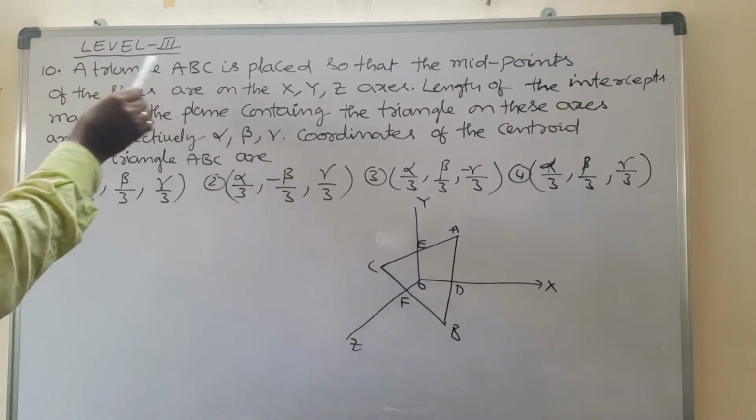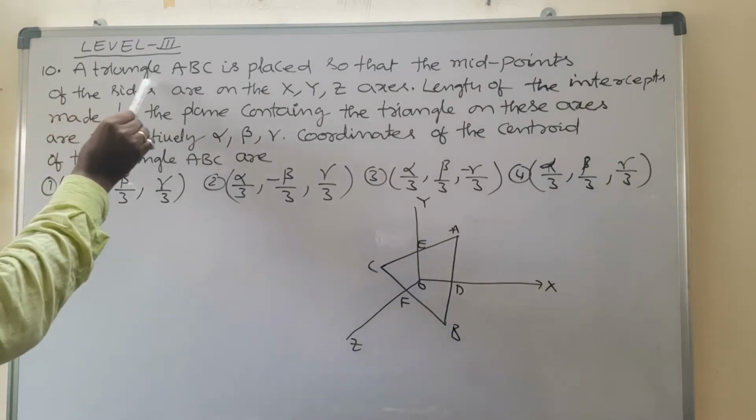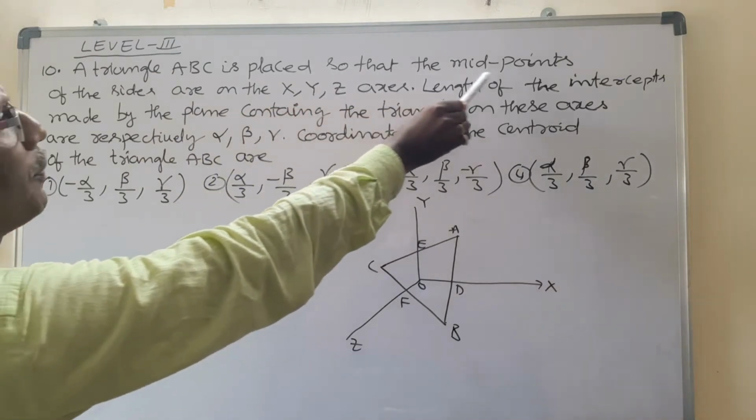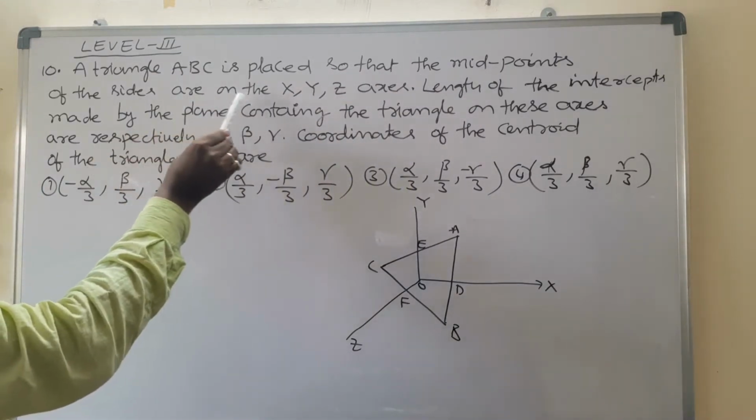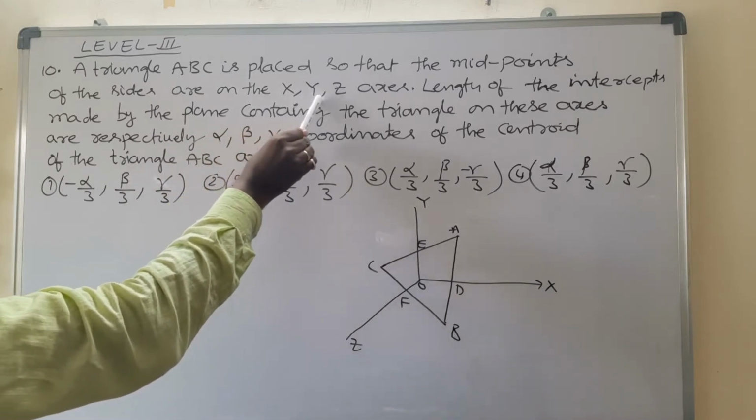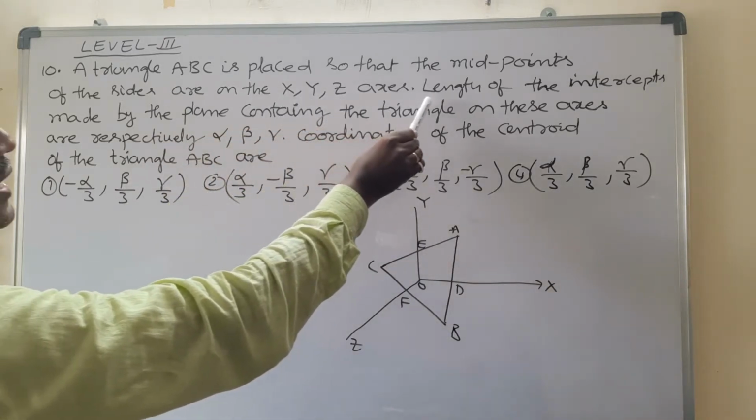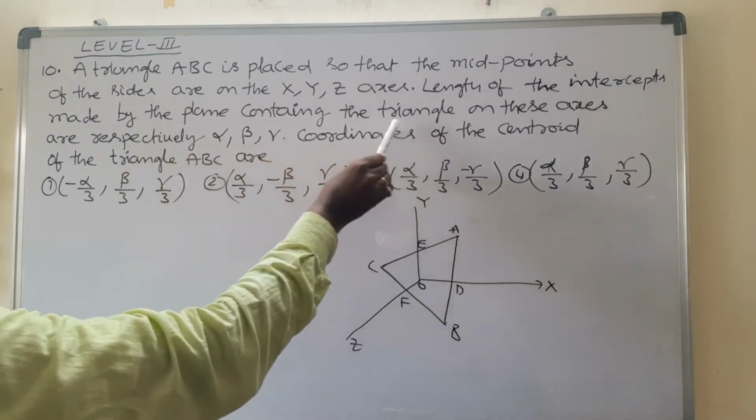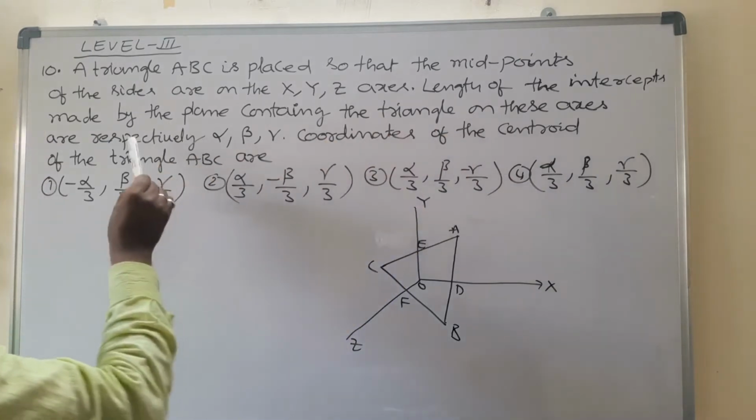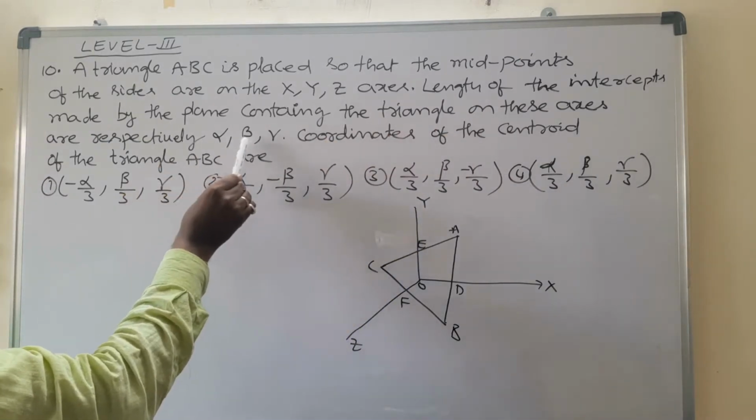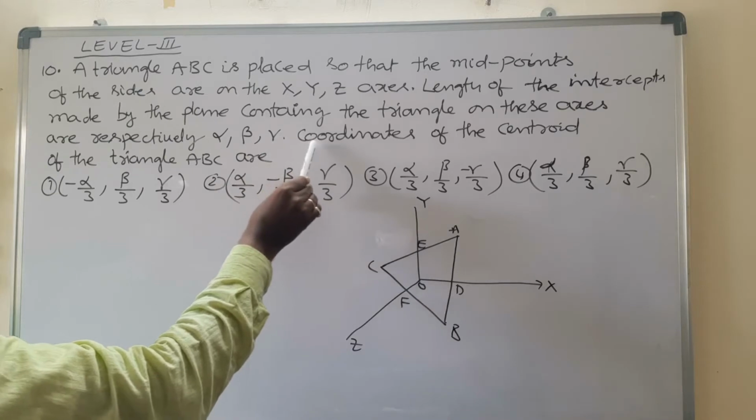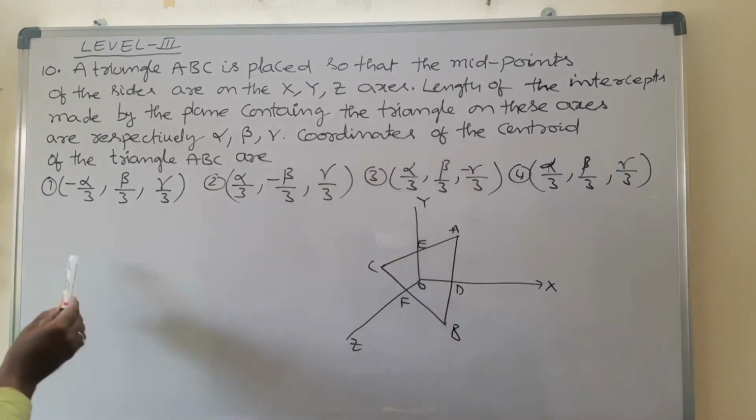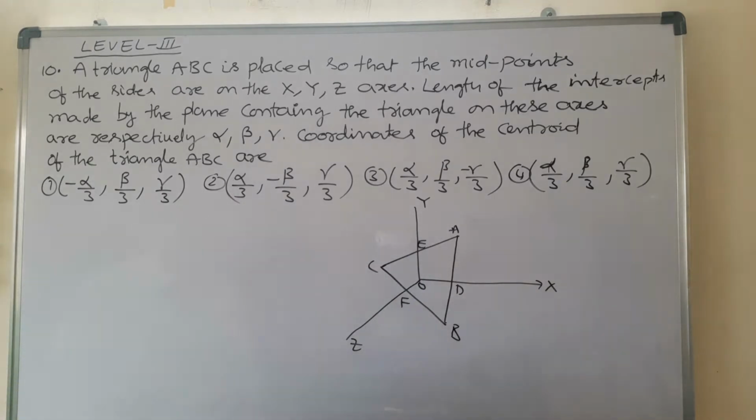Here, level 3, 10th question. A triangle ABC is placed so that the midpoints of the sides are on the x, y, z axes. The lengths of the intercepts made by the plane containing the triangle on these axes are respectively alpha, beta, gamma. The coordinates of the centroid of the triangle ABC are. Here the 4 options are given.